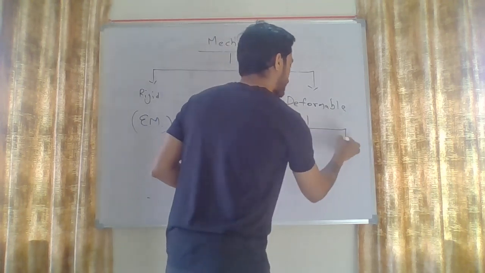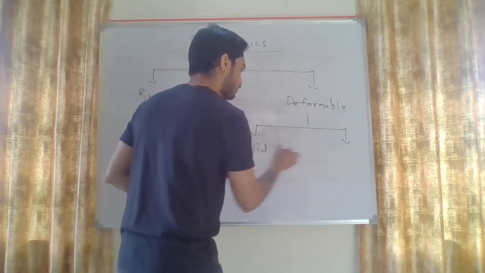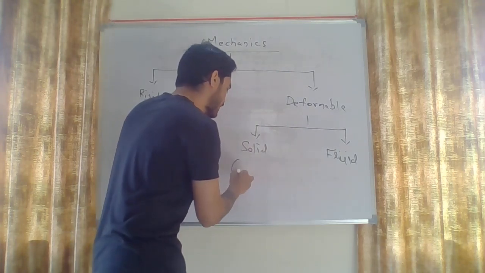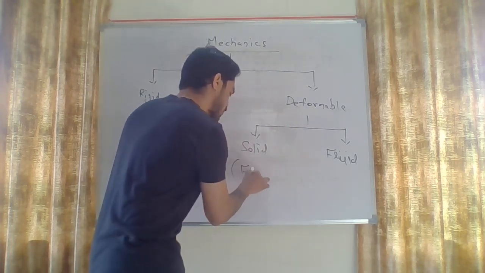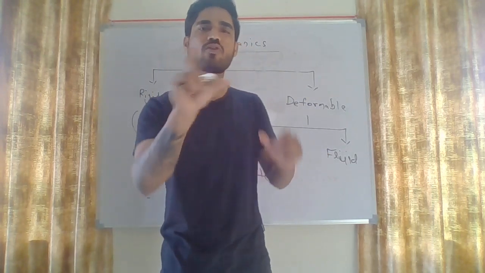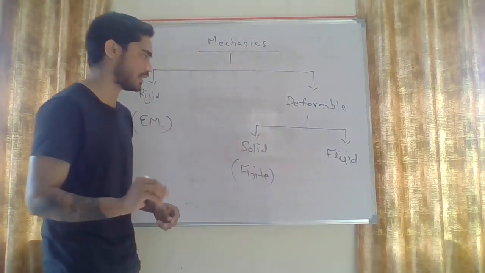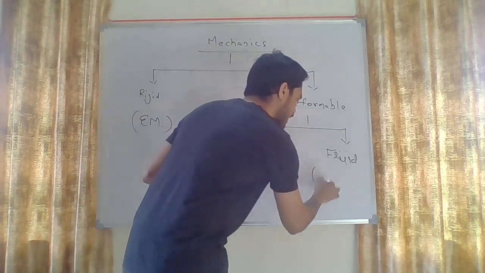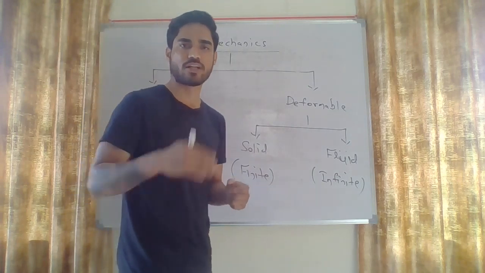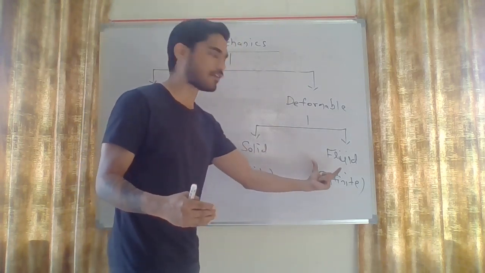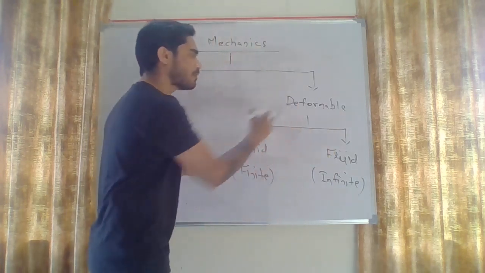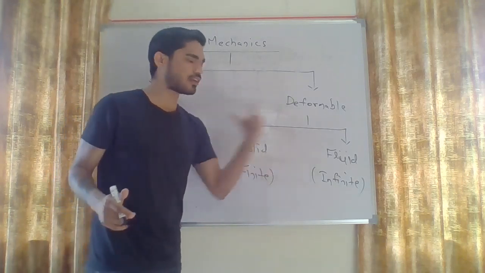Now deformable bodies are of two types, solid and fluid. What is the difference between solid and fluid? In solid, the deformation is finite. Means if you apply force, there will be some finite deformation, 1 mm, 2 mm, 10 mm, whatever the deformation is, it will be finite. You can calculate it. But in case of fluid, the deformation is infinite. Infinite means a continuous deformation. The fluid will start to flow, so the deformation will not be finite and you will not be able to calculate it. It will be a continuous flow. So deformable bodies are again of two types, solid and fluid.